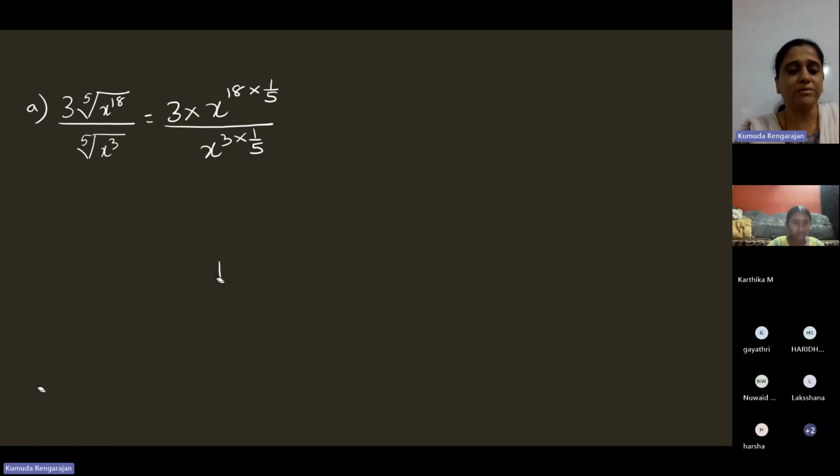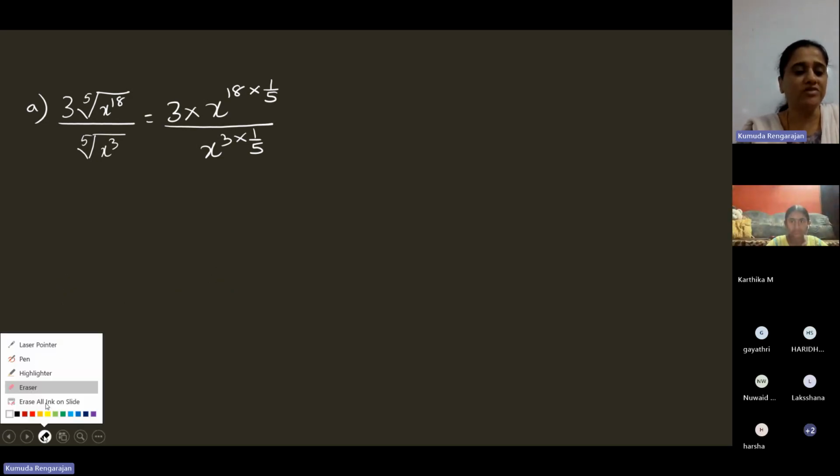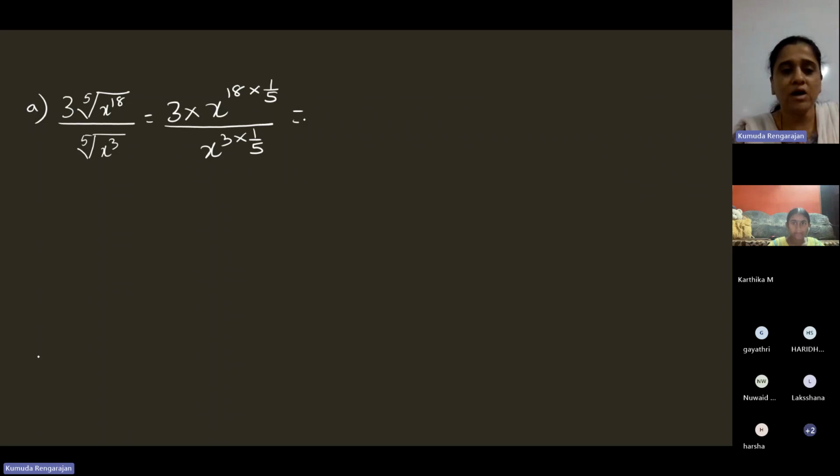So that is the first step, converting the radical form to exponential form. Now this is 3 into x to the power 18 by 5 divided by x to the power 3 by 5.